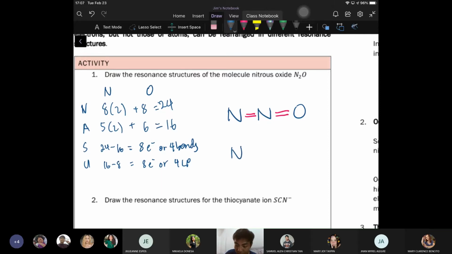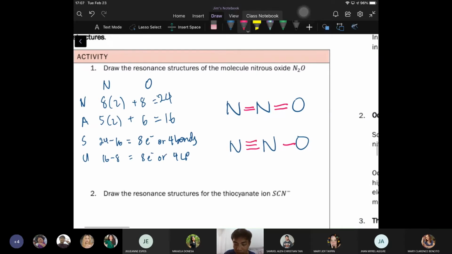So, pwede ganyan. Pwede rin naman ganito. Pwedeng andito yung triple bond. Saan pa pwede? Tignan natin. Lagyan natin yung triple bond between nitrogen and oxygen. Yan yung mga possible configurations natin.